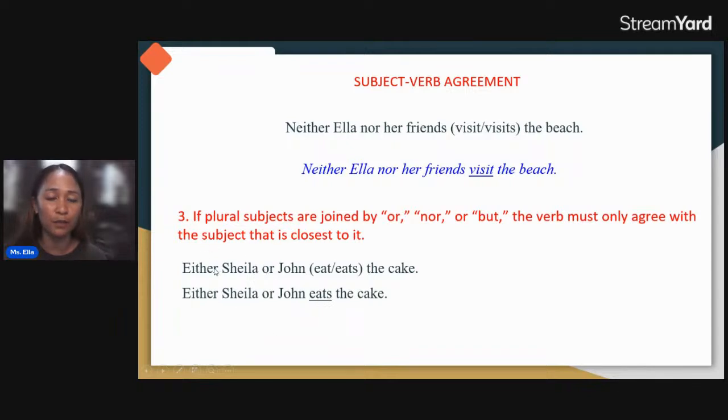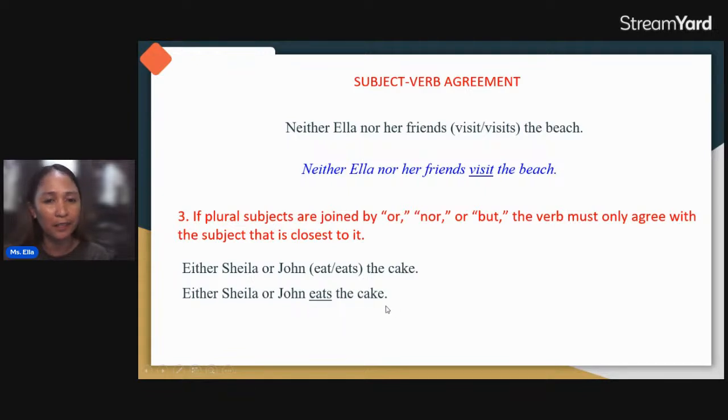Why? Because Sheila is the first subject, and then John the second subject. They're plural already, but they're joined by the word or. That means the verb must agree with the subject that is closest to it. Now, this is the verb, and John is the closer subject. That means the verb must agree with John. So since John is singular, we will take a singular verb. So either Sheila or John eats the cake. All right? Okay, so let's continue.